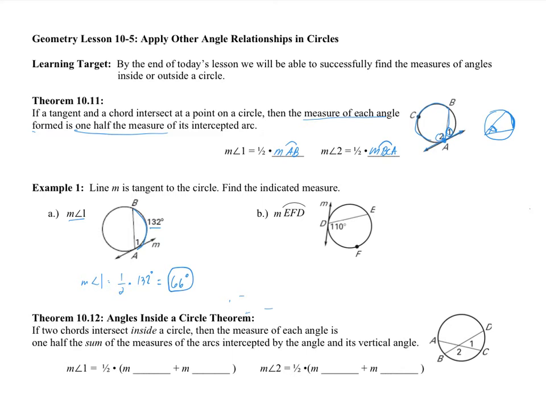And for part B, we would like to find the measure of arc EFD. And by using the formula, since we know the angle measure, 110 degrees, then we could do this. All I have to do is double 110 degrees, which is 220 degrees.